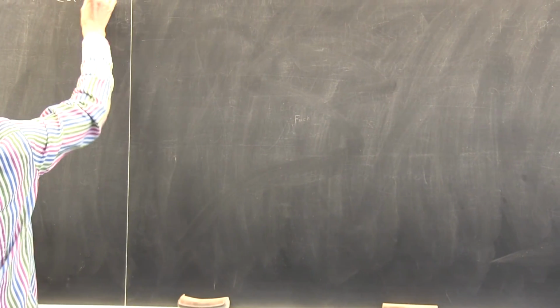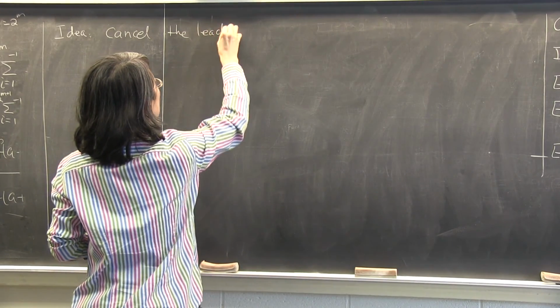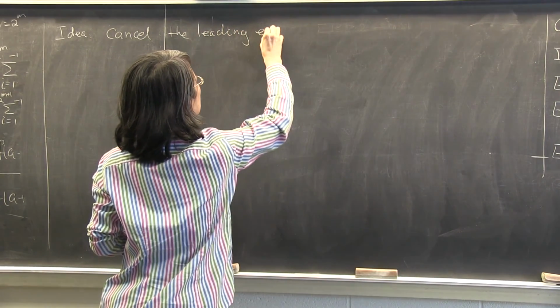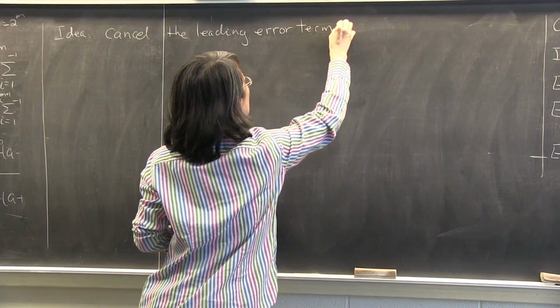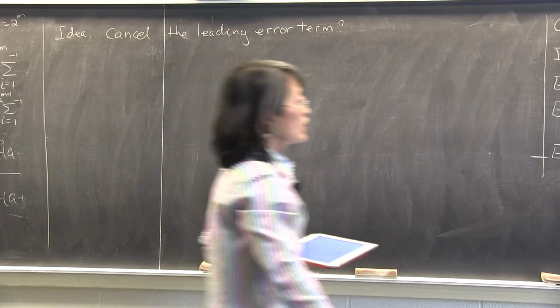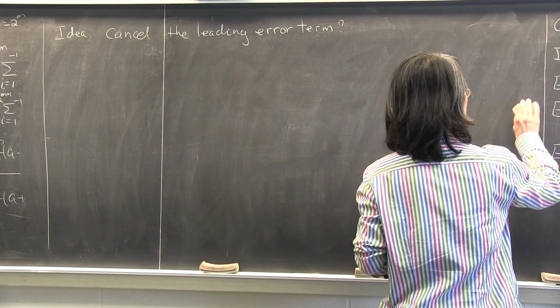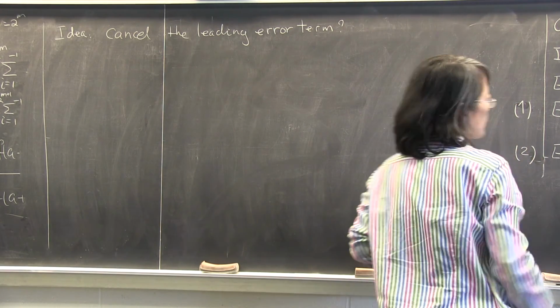Is it possible to cancel the leading error term? Meaning the term with h squared. What do you think? What can I do? Let's call this equation 1 and the second one equation 2.